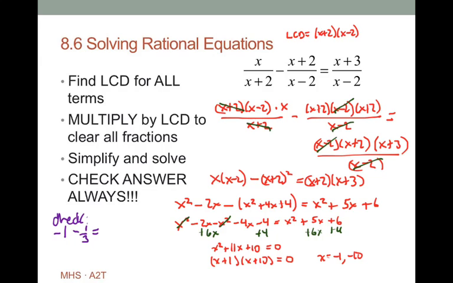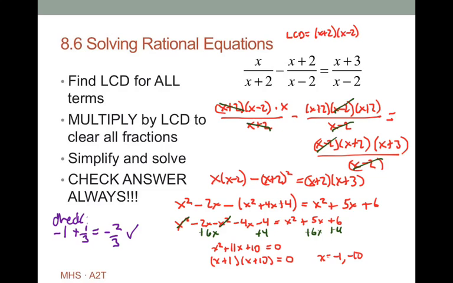So let's plug negative 1 in. Negative 1 over negative 1 plus 2, that is negative 1 over 1, so we get negative 1, minus, plug in negative 1 plus 2 is 1, over negative 1 minus 2 is negative 3, so minus 1/3. Is that equal to negative 2/3? And in fact, it is, so that one checks.